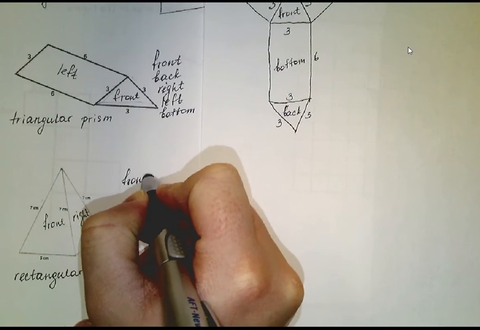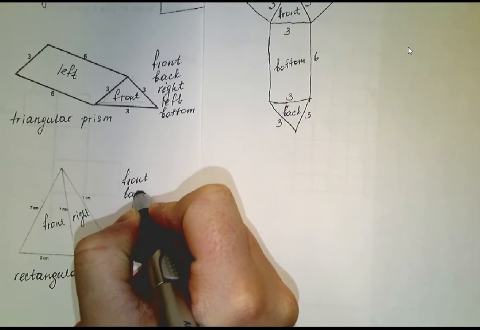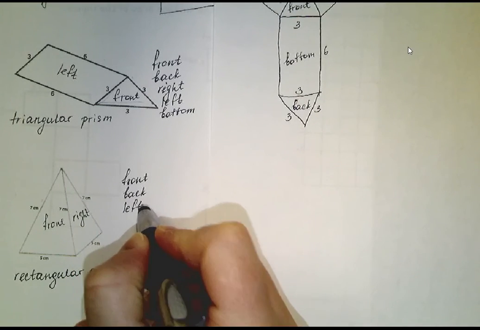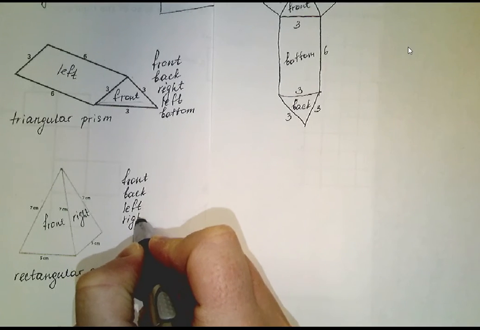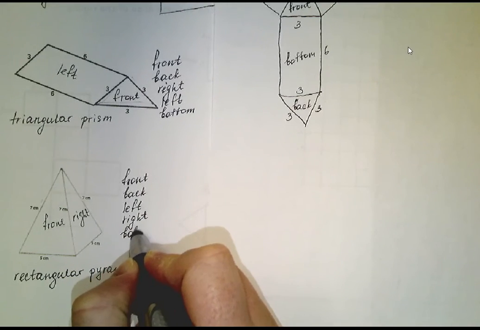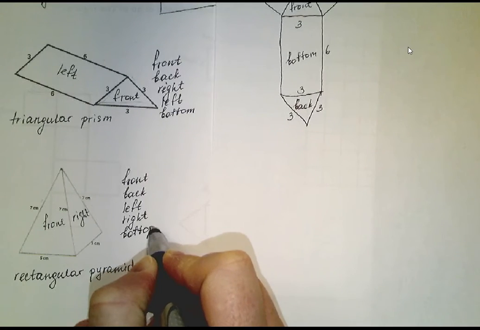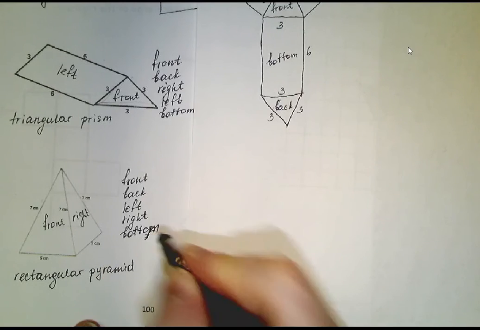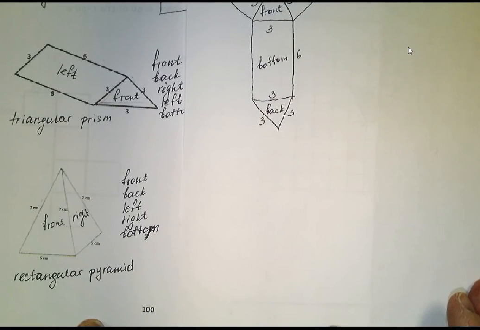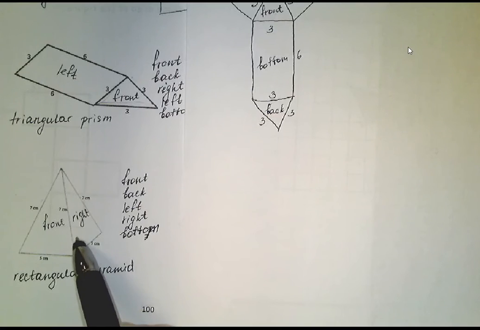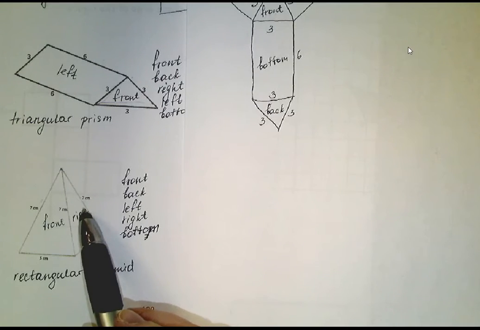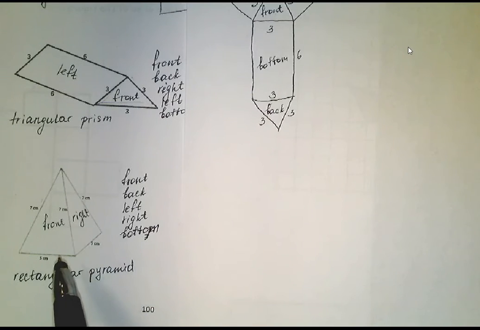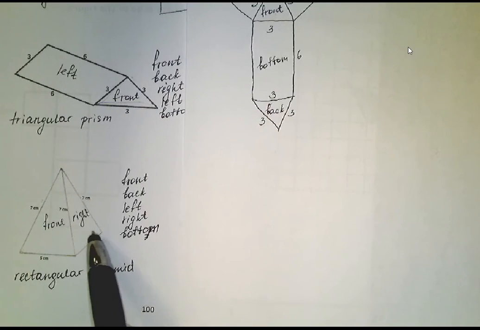Front and back, we'll have the left and right, and the bottom. There is no top to this either. Bottom. Sorry about that. Okay, so notice that we'll have front, back, left, and right. So that's four triangles that we're going to make. And we have the bottom as a rectangle.